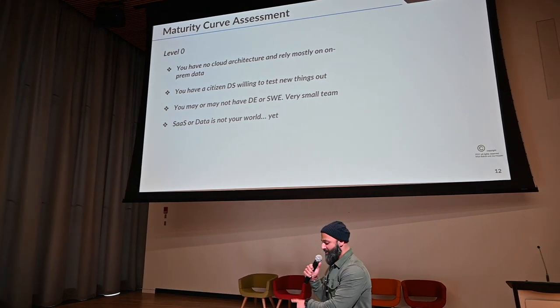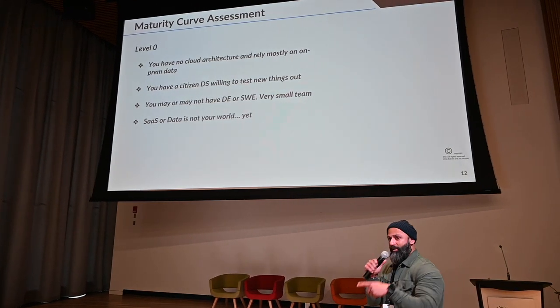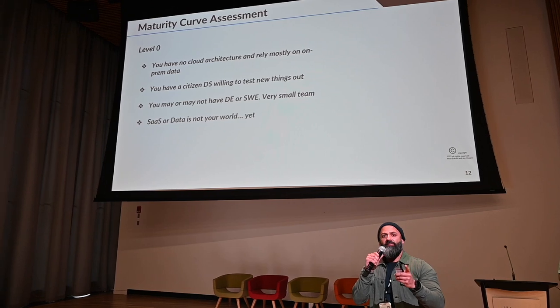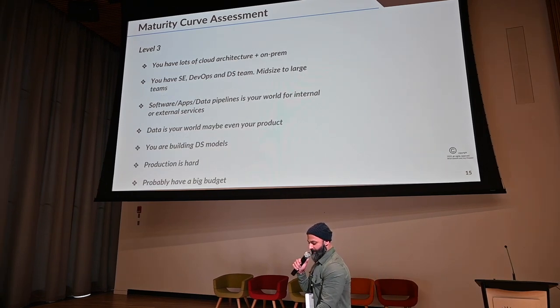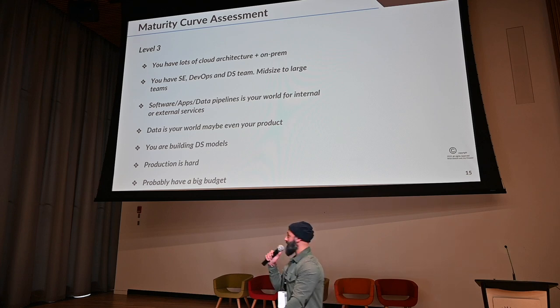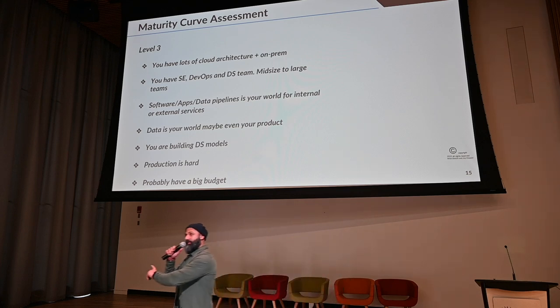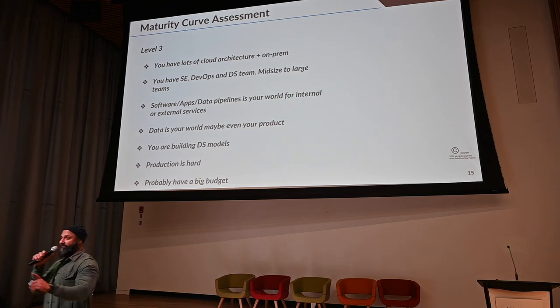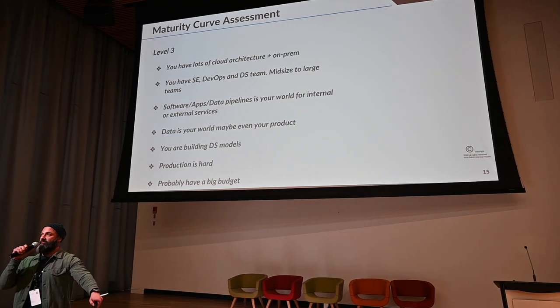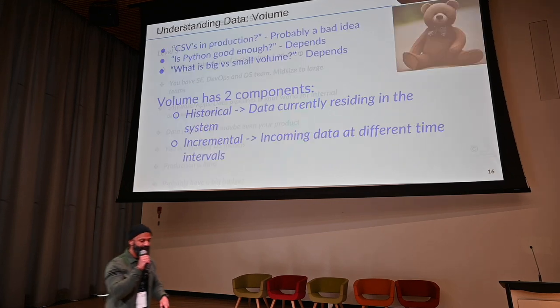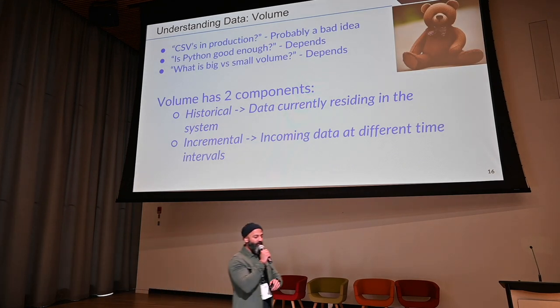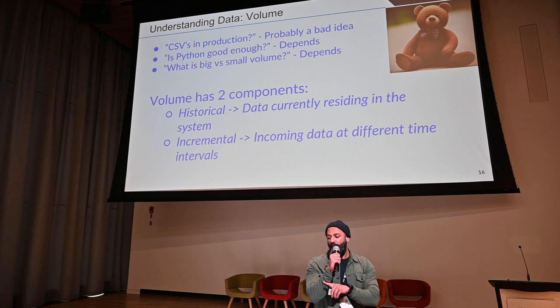Okay, so level zero, one more time. Do I need to go through this or did you guys catch that? Good? Okay. Level three, you probably have a big budget. Now, the solution that I'm going to show you guys today is level three. You don't have to be there, okay? I'm just showing you the most sophisticated system you can build. So before we do that, we're going to do a big, small crash course.